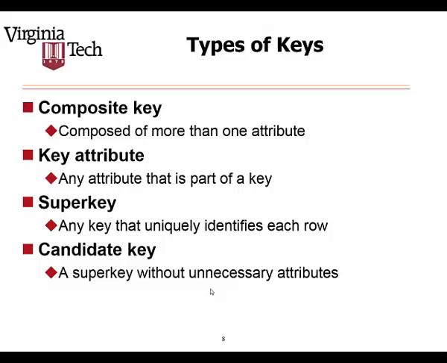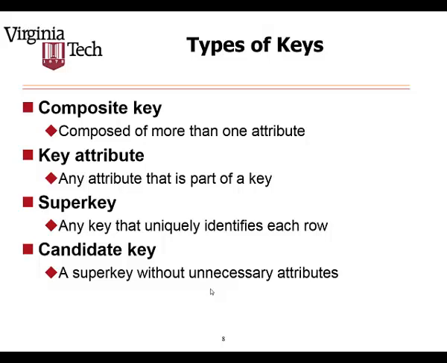Well, there's several types of keys. Composite key means that we've combined attributes. And remember, the reason we have keys is so that we can uniquely identify each row in our table. And that is the true key idea. Well, so a composite key is a key that combines two or more attributes to achieve uniqueness.